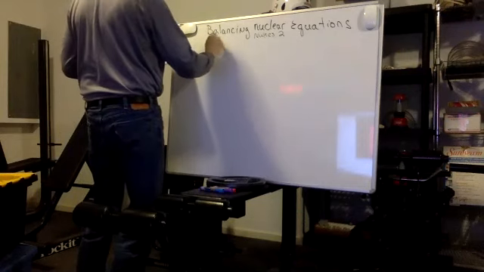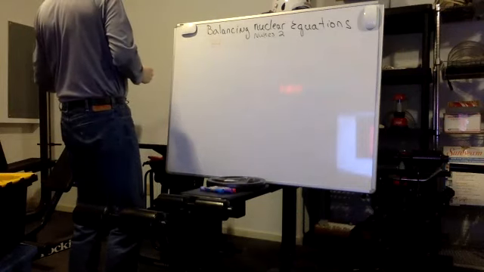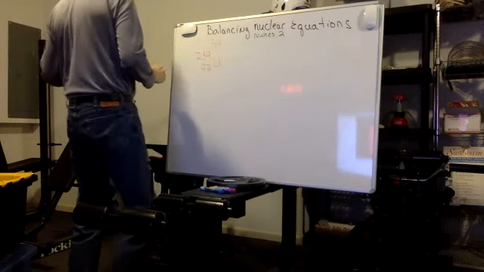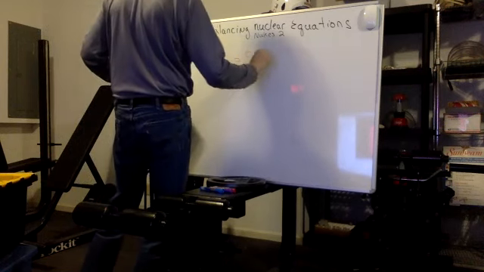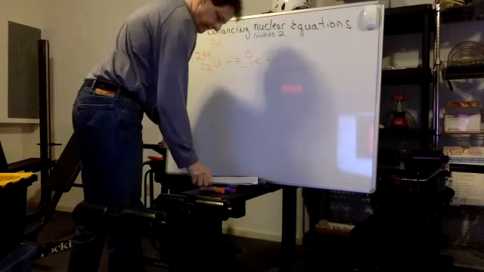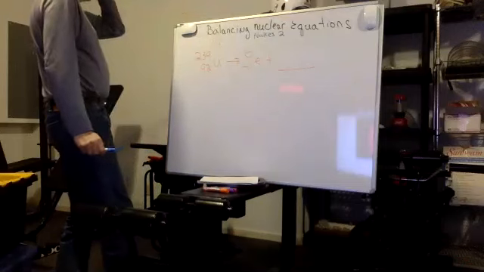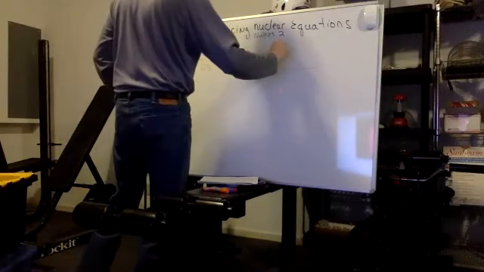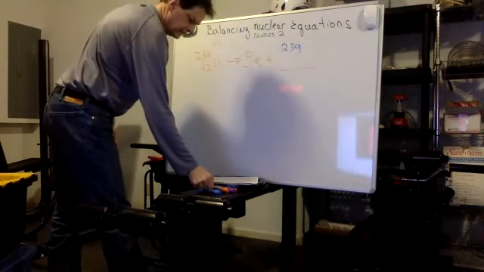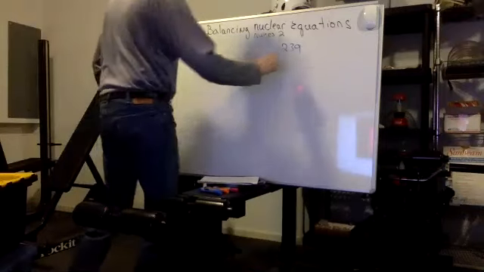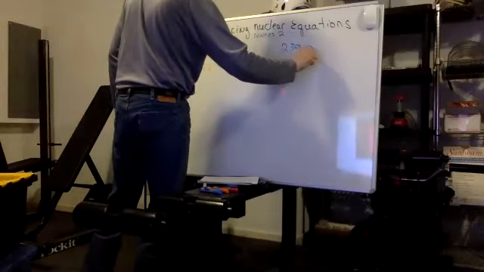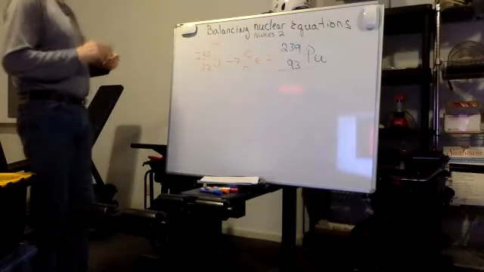Okay, 34. 239, U 92. Let's take a look at this. 239 is going to slide straight over. And we got to go up from 92. We have a -1 here. So that means we got to put a 93 in there. And that is going to be plutonium 239.